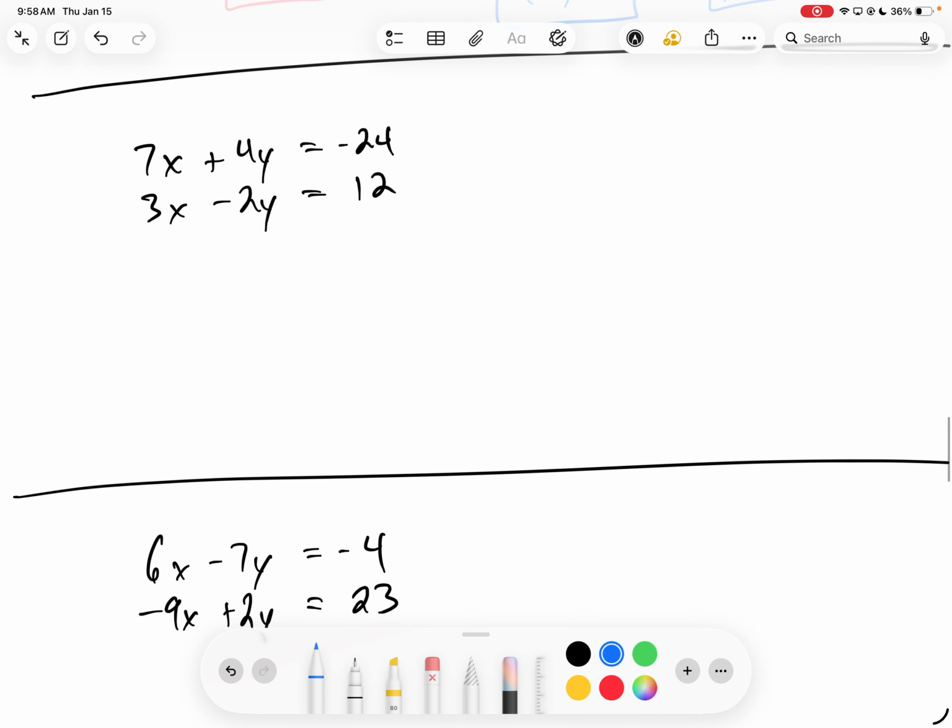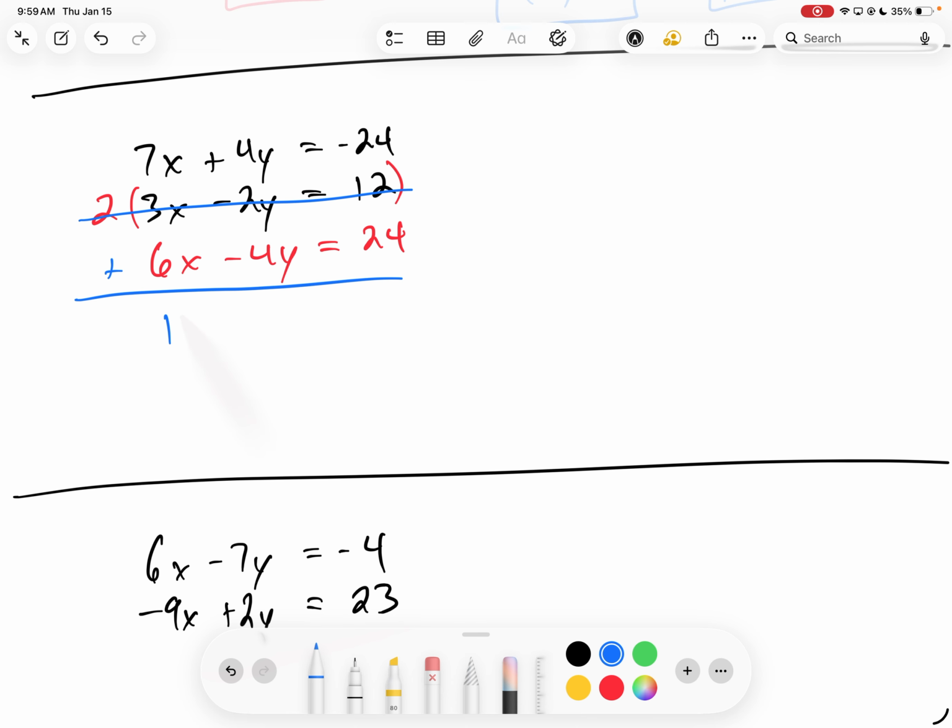All right, this next one, which variable looks like it's easy to cancel out? The y's, right? Because I could just multiply the bottom one by 2. And that would be 6x minus 4y equals 24. Okay, we're multiplying it by 2 to make this be positive and -4. And now when I go add these up, I'm going to cross through that just because I don't want to get confused there.